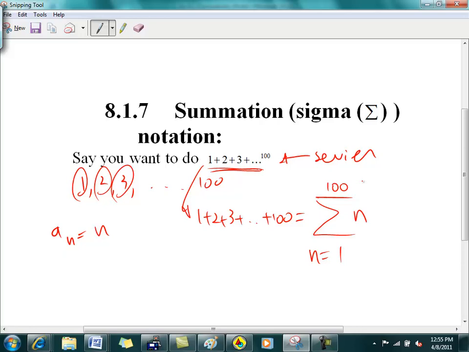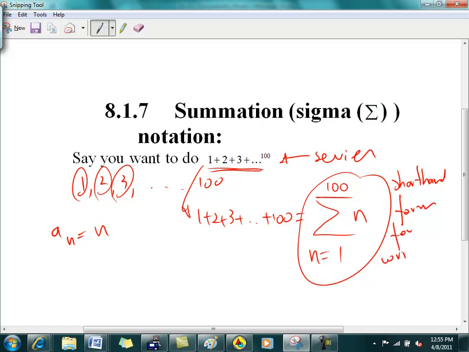So in other words, this is the shortened form for writing 1 plus 2 plus 3 all the way up to 100. Just leave it there. Okay, is everybody all right on this?